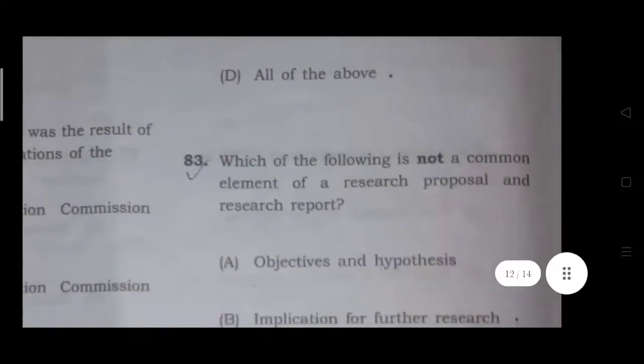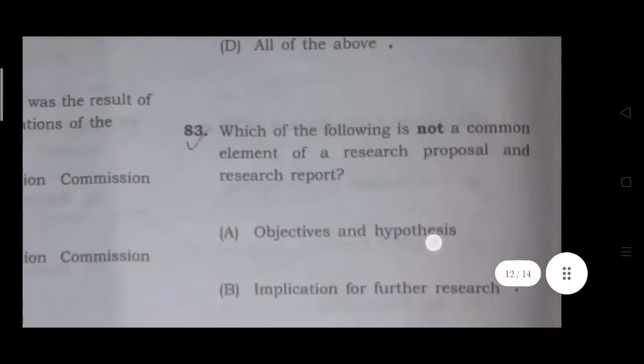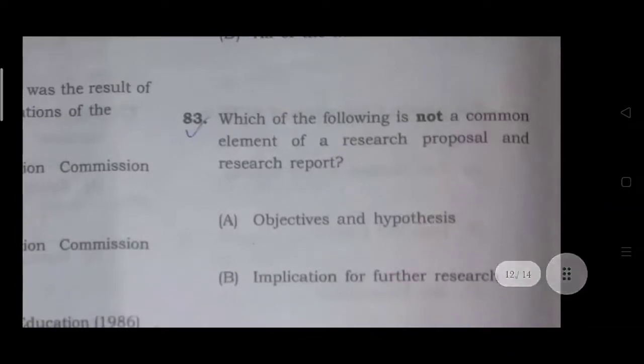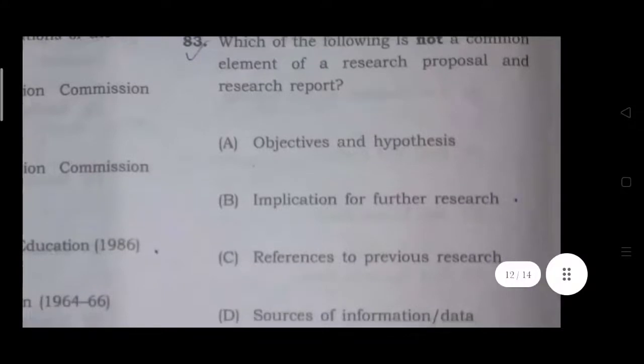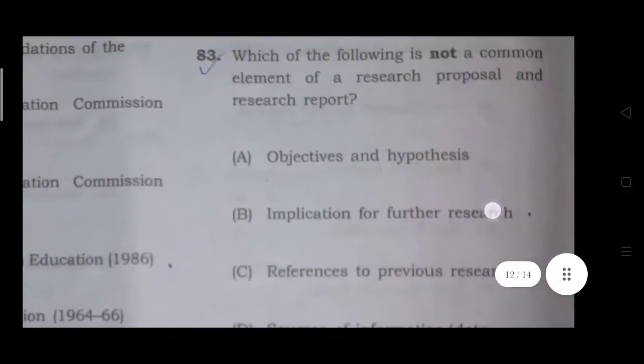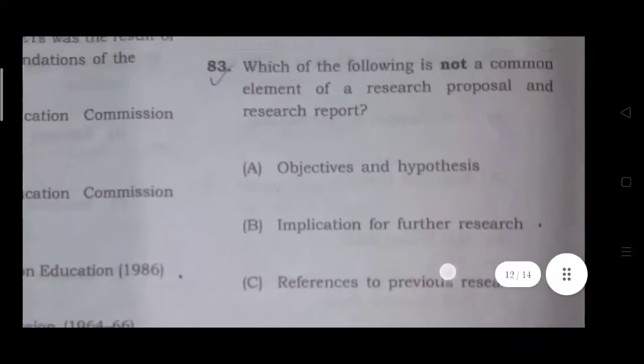Next, 83. Which of the following is not a common element of a research proposal and research report? Which is not a common element of a research proposal? Option B is the correct answer. Implications for further research. That is not done in the research proposal or in the research report.